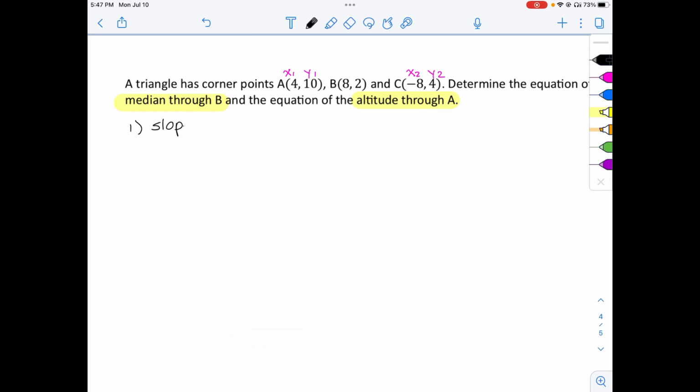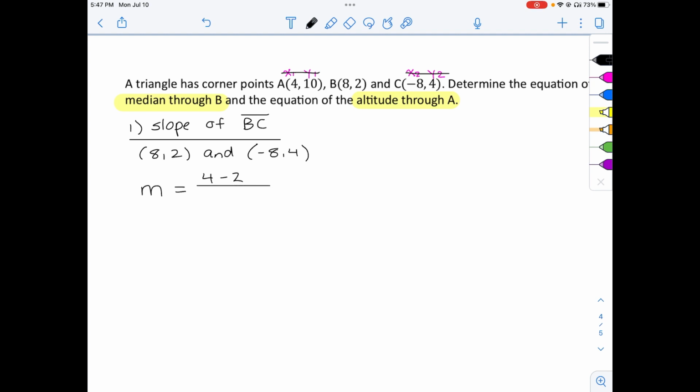So slope of that line segment BC. In this case, this is not what my coordinates are anymore. I'm just going to cross them off and just write my points here. So point B is (8, 2), and point C is (-8, 4). Okay, so I'm calculating my slope, which again is little m. So I'm going to do 4 subtract 2, that's my y2 minus y1, over -8 subtract 8. Okay, so x2 minus x1.